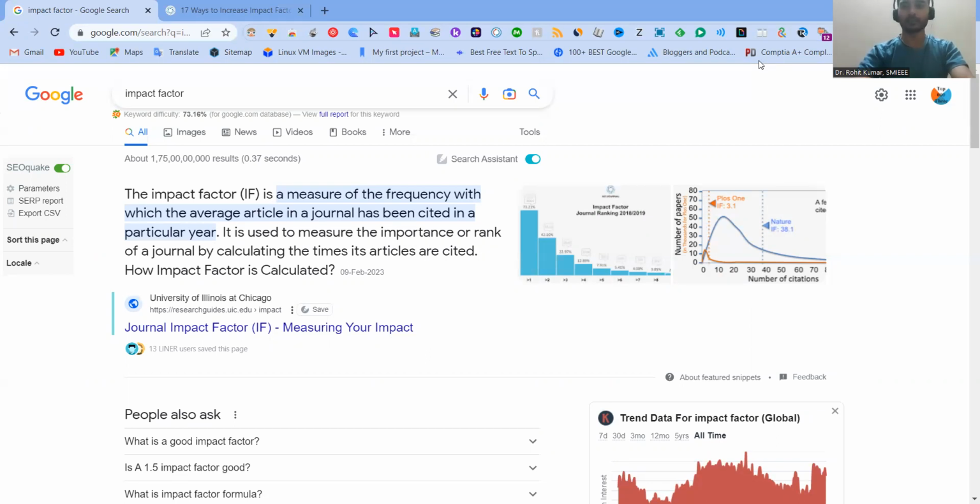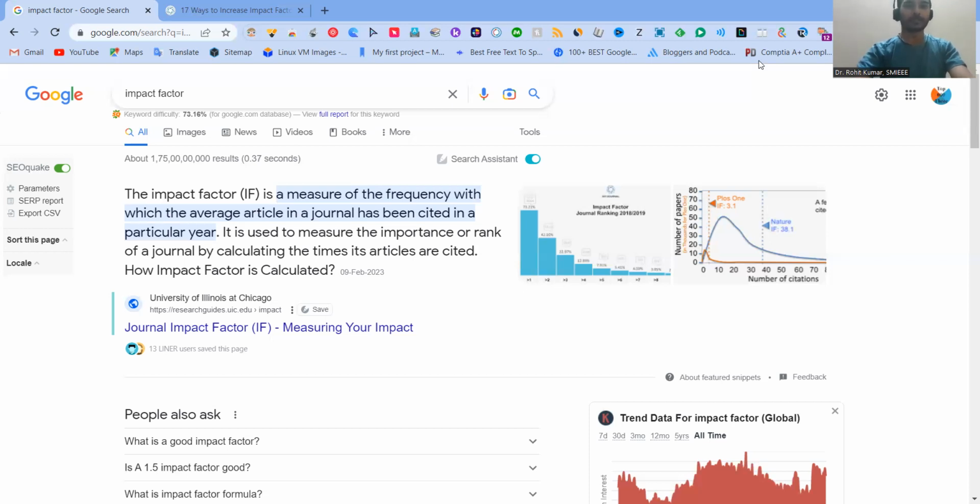So we leave that question because we have already discussed it multiple times in our different videos. In this particular video, we are just going to discuss whether it is possible to influence the impact factor, and if yes, what are the different ways which people are using, which editorial teams are using, and which are being used from the readers' point of view to influence the impact factor of a particular journal.